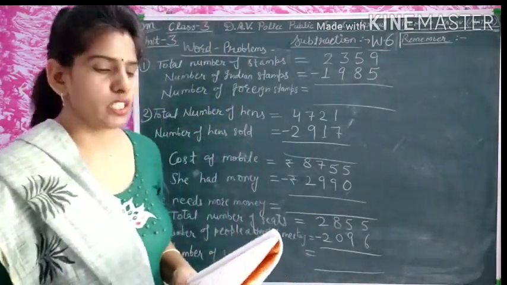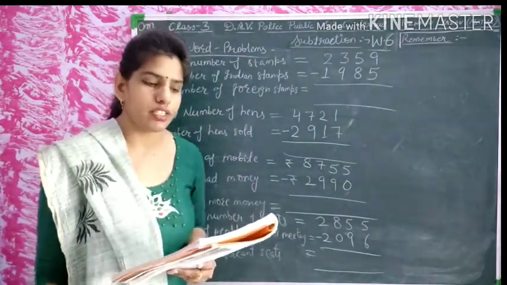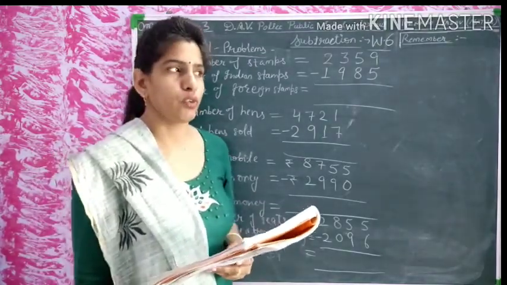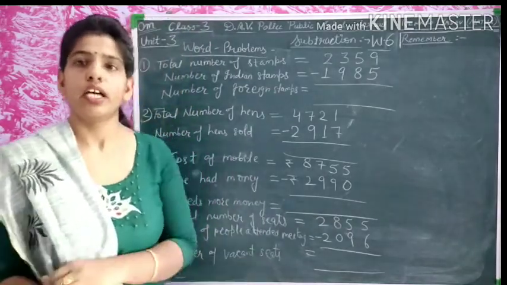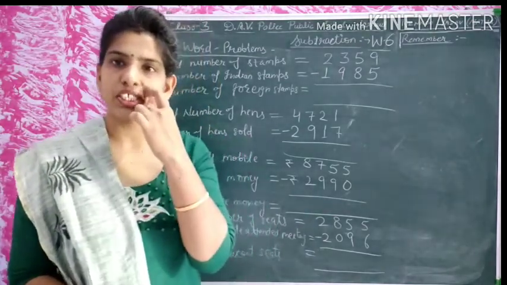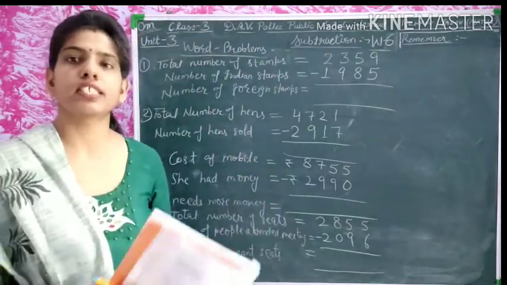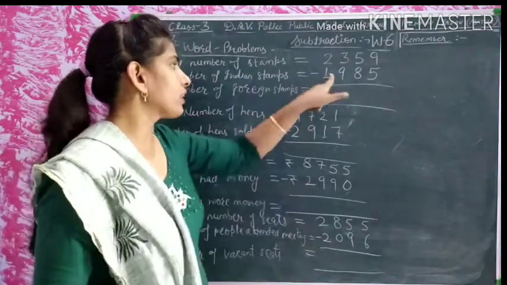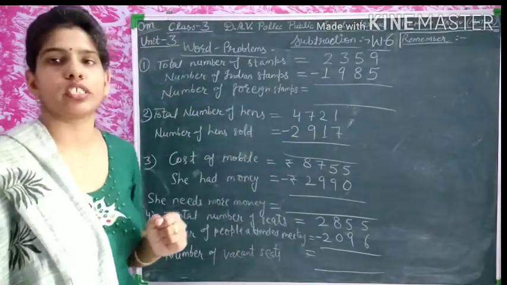In the first question, it is asked that Rahul had 2,359 stamps. Out of this, 1,985 are Indian stamps and the rest are foreign stamps. How many foreign stamps did he have? There are total stamps, but in the total stamps there are some Indian stamps and some foreign stamps. It is given that there are some Indian stamps. This is the number of the Indian stamps. But we have to find how many foreign stamps there are.